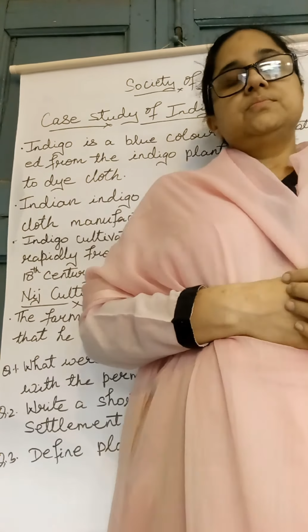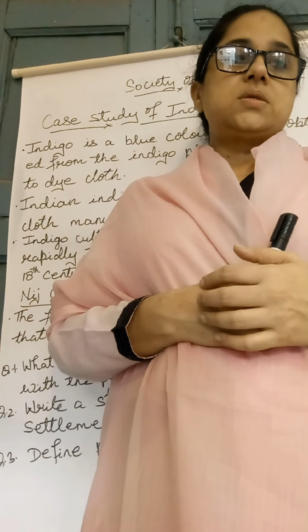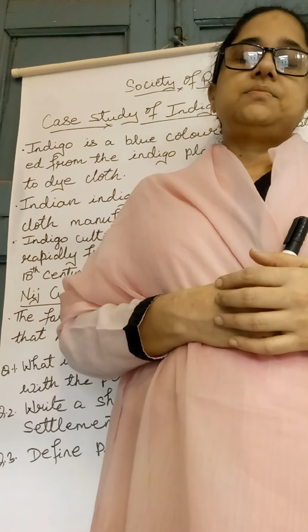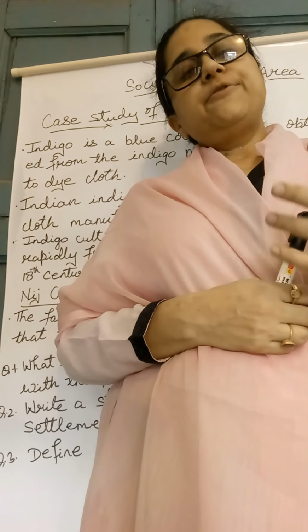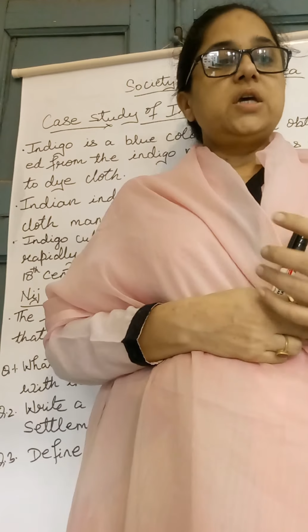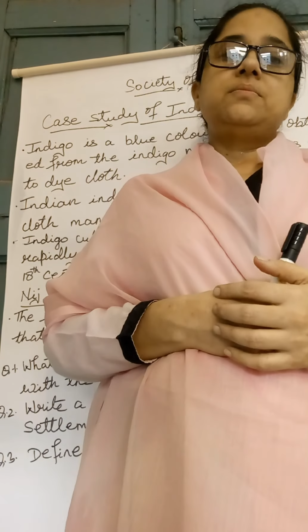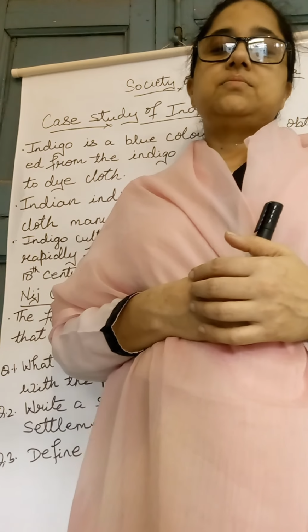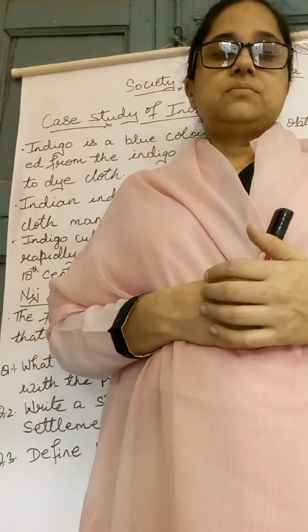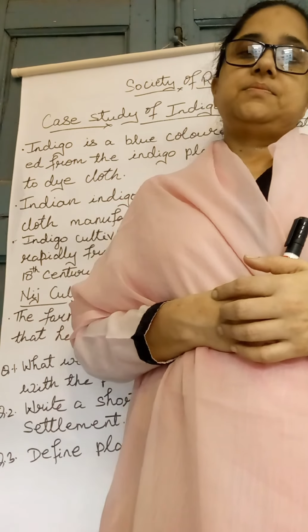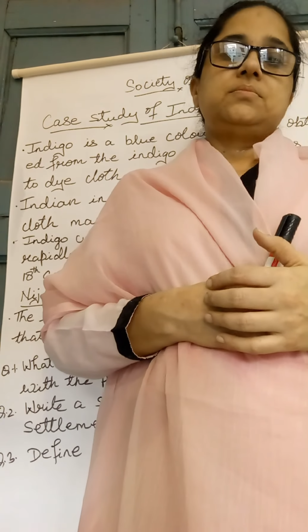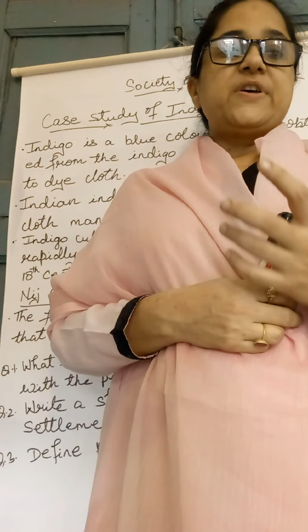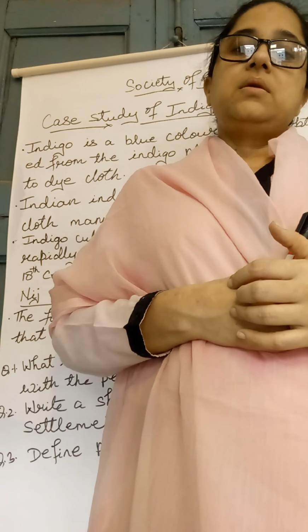The climate of England was unsuitable for growing indigo. Therefore, it imported indigo from other places, mainly from the West Indies and America.